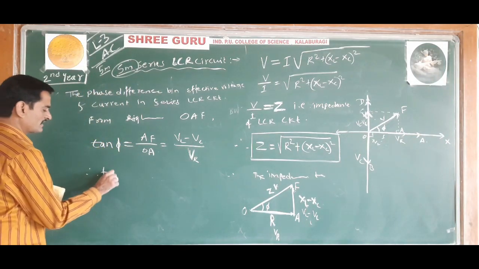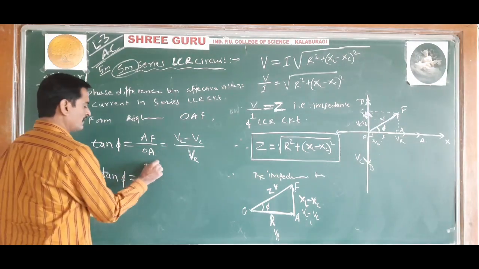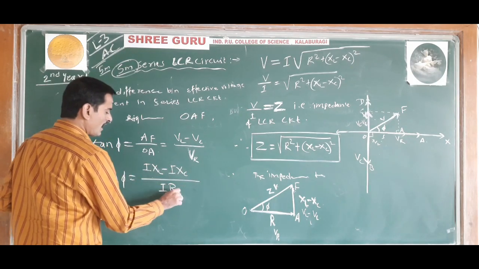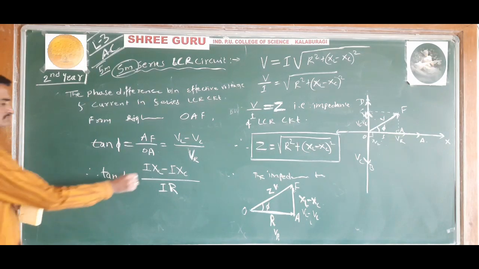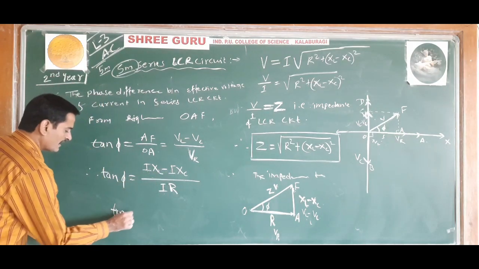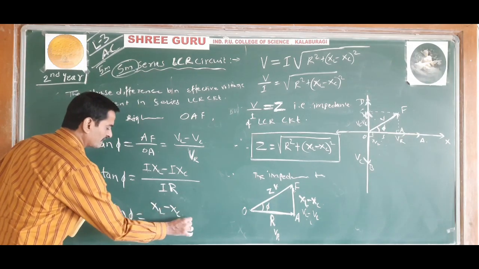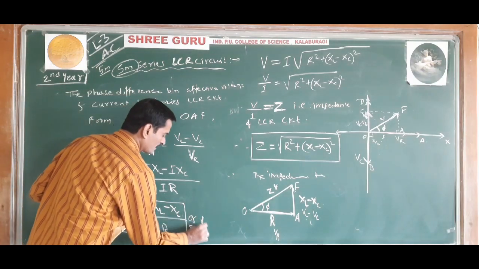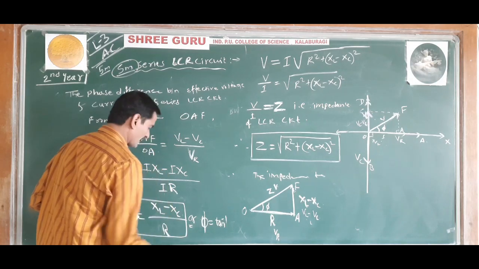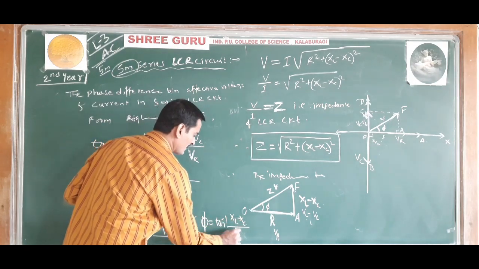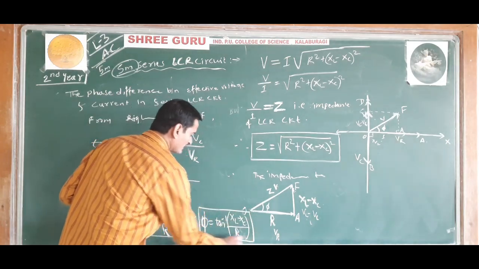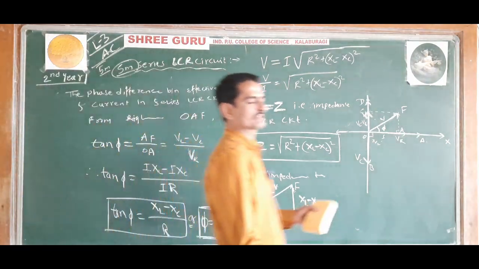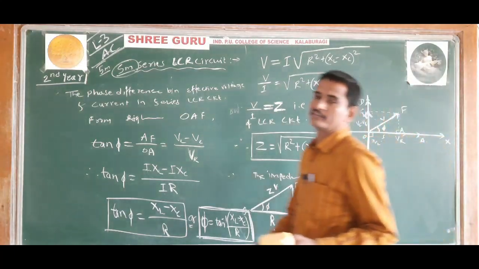Therefore tan phi is equal to (VL minus VC) by VR. VL is I into XL, VC is I into XC, and VR is I into R. Now I is taken common and cancels, so you will get tan phi is equal to (XL minus XC) divided by R. So phi is equal to tan inverse of (XL minus XC) divided by R. This formula gives the phase difference between the resultant voltage and current in a series LCR circuit.